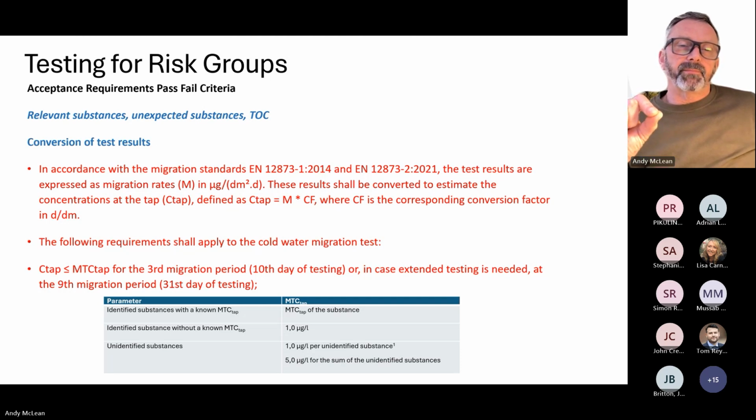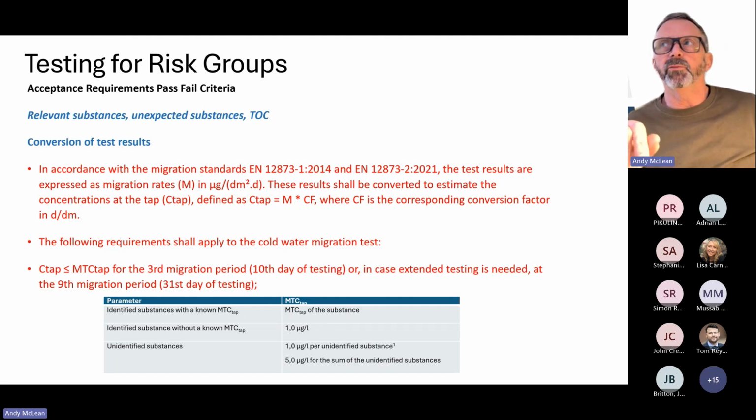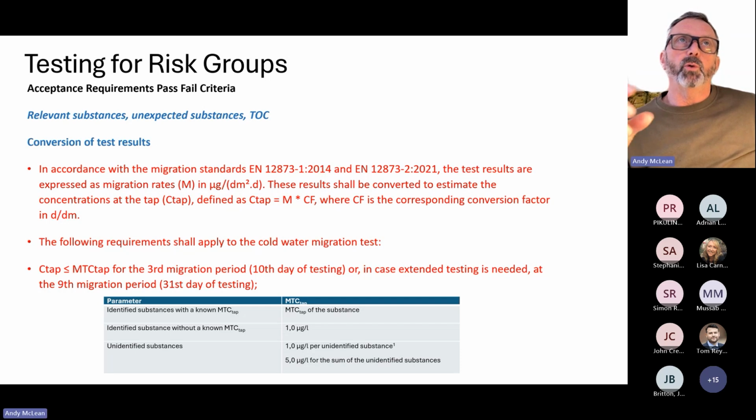And then unidentified substances, in other words, they don't know what they are, but there's something there, which I find hard to believe, but I think this is individually, they're less than 1 part per million per litre of the unidentified substance. But if there's more than one, then you cannot have more than 5 parts per million of all those unidentified substances together.